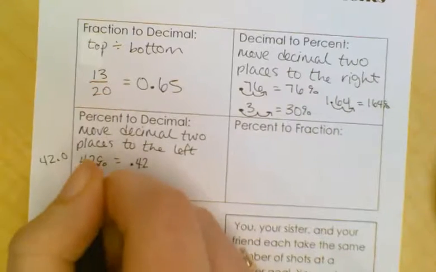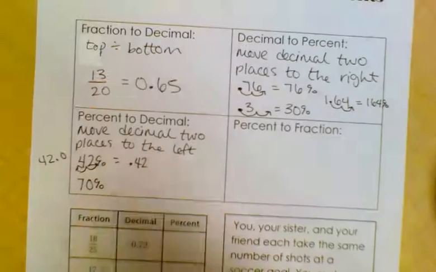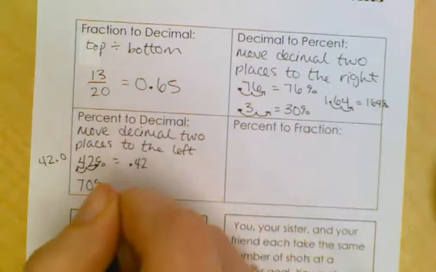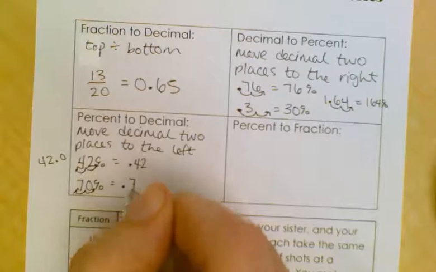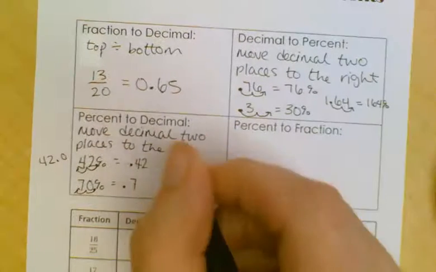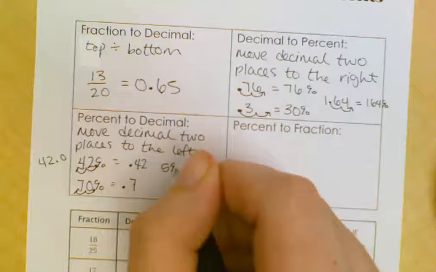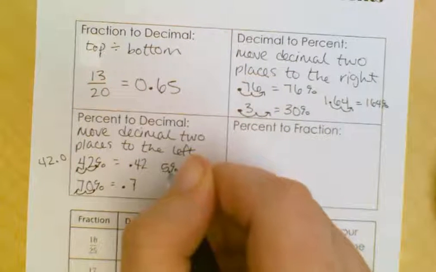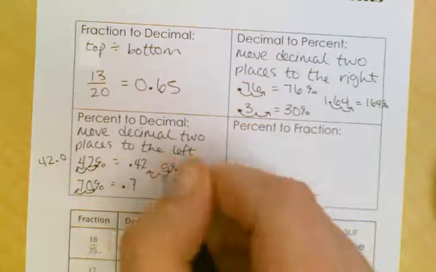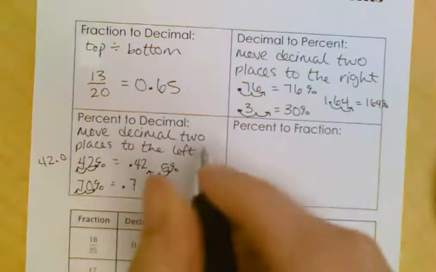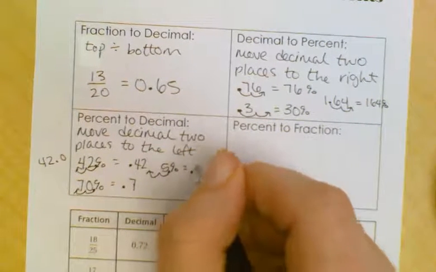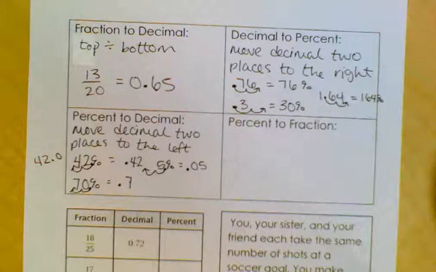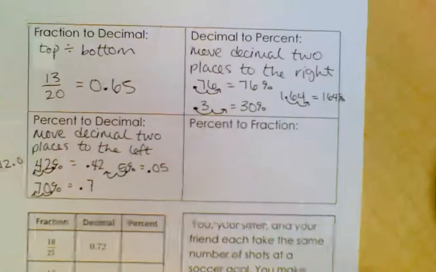Something like 70%. Imagine it there, move it 2 places to the left, would be 0.7. Something like 5%, decimal would be there, move 2 to the left, we would need to fill in a 0 before the 5, it would be 0.05 for 5%. And last, we're going to change a percent to a fraction.